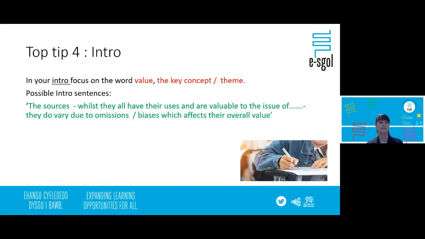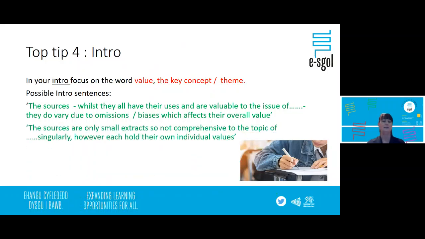So, possible introduction sentences, which you could develop to suit your own way of writing. You might want to say somewhere in your introduction that the sources, whilst they all have their uses and are valuable to the issue of whatever the key issue is, do vary due to omissions or biases, which could affect their overall value. Or you might want to say the sources are only small extracts, so they're not comprehensive to the topic of opposition that we just looked at, or whatever your key issue is singularly. However, each hold their own individual values, or they have different opinions. You're just explaining that each of the sources has its value, but they also have their negatives as well.